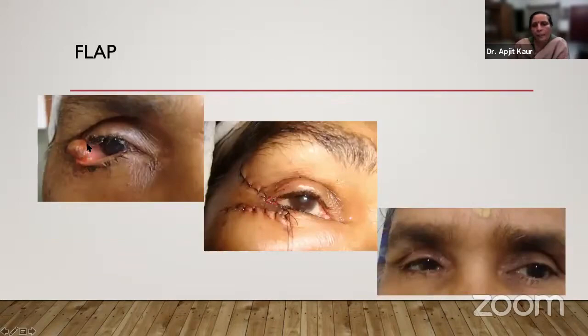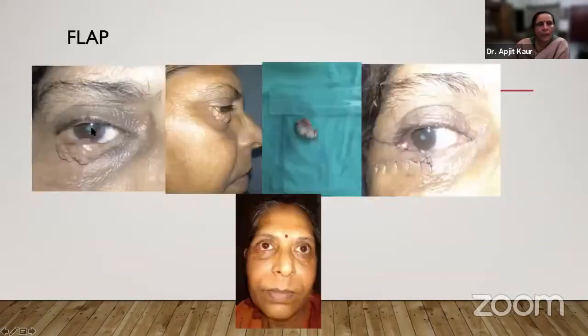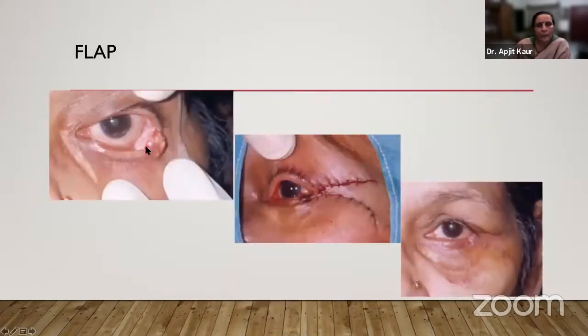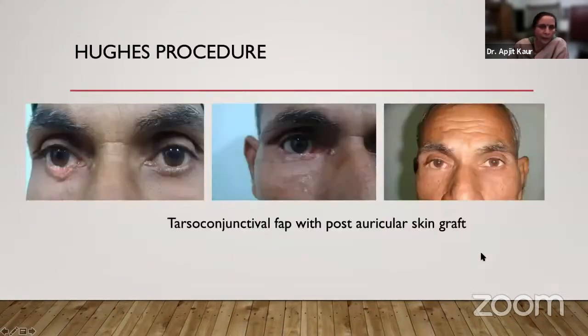Now, this is an example of a flap. You see, there's hardly any evidence that she has been operated. Again here, excise, do a transpositional flap here. Another example of a flap. For lower lids, it works very well.